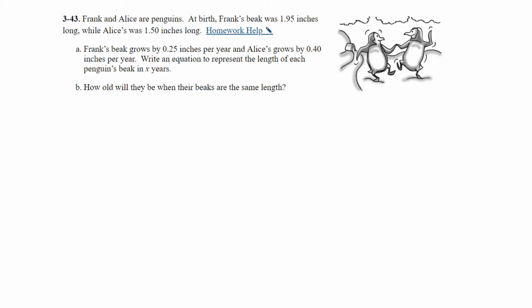Alright, so part A, let's start with Frank. So we know Frank initially has a 1.95 inch beak when born and grows at 0.25 inches per year. So you're given the initial and the growth rate. So we will say y equals, it does tell us to use x for years, and since it's growing at 0.25 per year, you got 0.25 times x plus what it started at, which was 1.95.